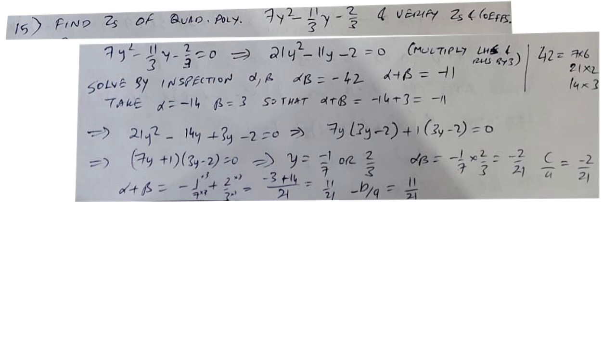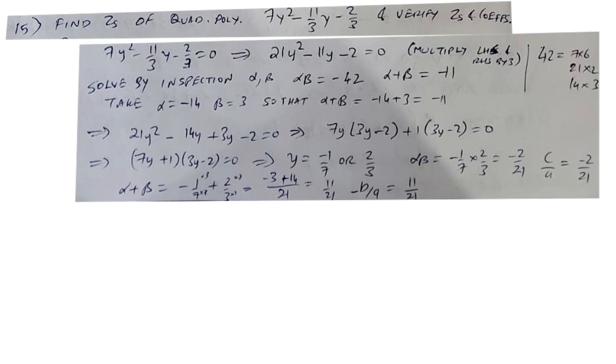squared. 11 by 3, 3 and 3 will cancel, you'll get minus 11y. 2 by 3, 3 and 3 will cancel, you get minus 2, is equal to 0. RHS also you multiply by 3. 0 into 3, you'll get 0, right? This is a much easier and more convenient equation to solve instead of having fractions. So friends, whenever you have fractions, it is better to multiply the left hand side and right hand side so that the fraction part is gone, and then solve the equation. The roots will be the same.